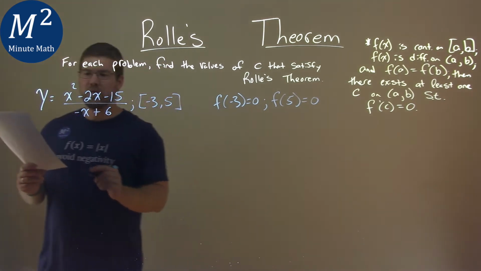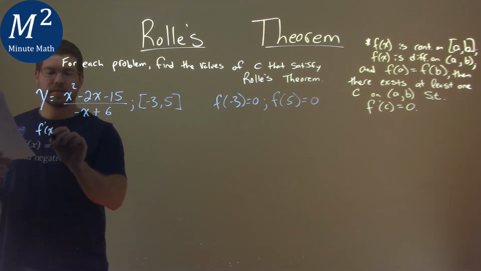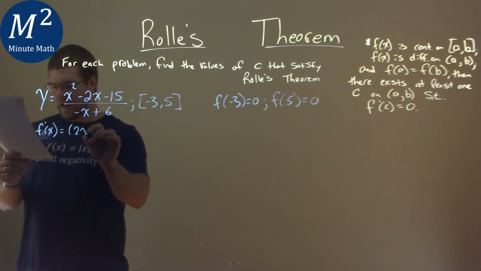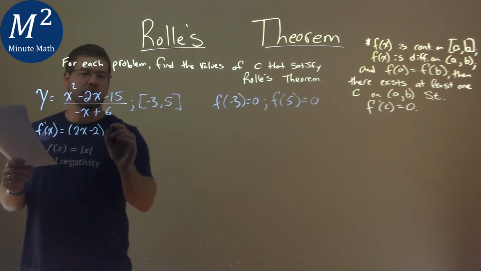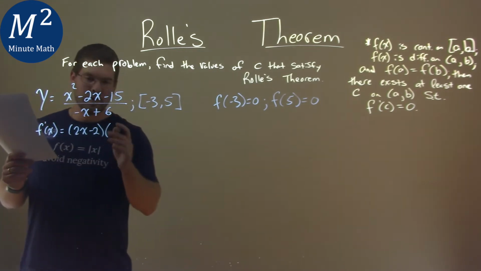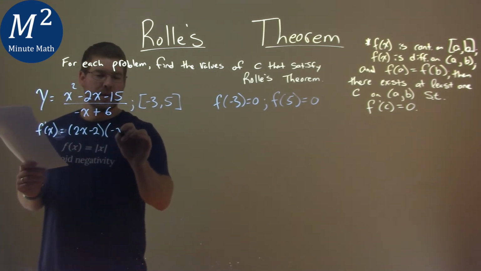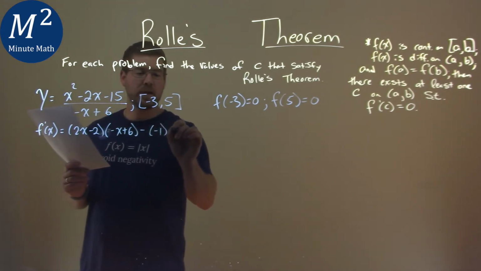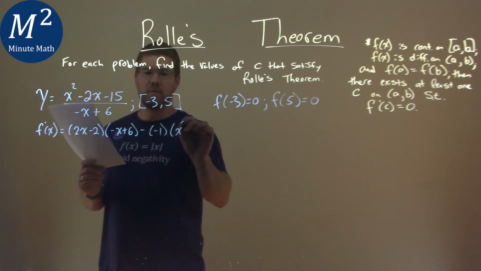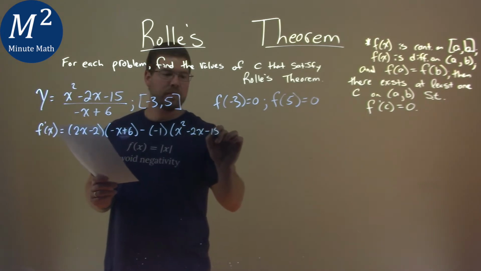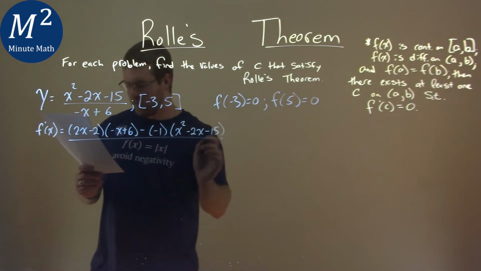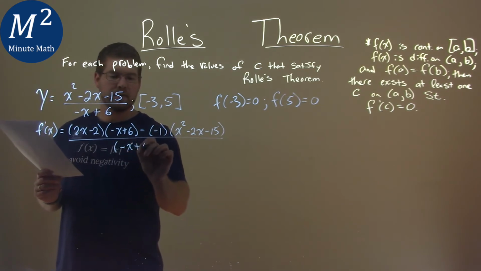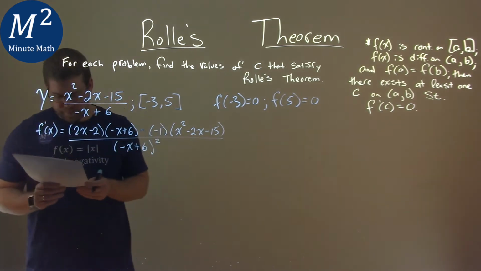We need to take the derivative. So f prime of x, using the quotient rule: derivative of the numerator, 2x minus 2, multiplied by the denominator, negative x plus 6, minus derivative of the denominator, negative 1, times the numerator, x squared minus 2x minus 15, all over a good old denominator squared, negative x plus 6, all squared.